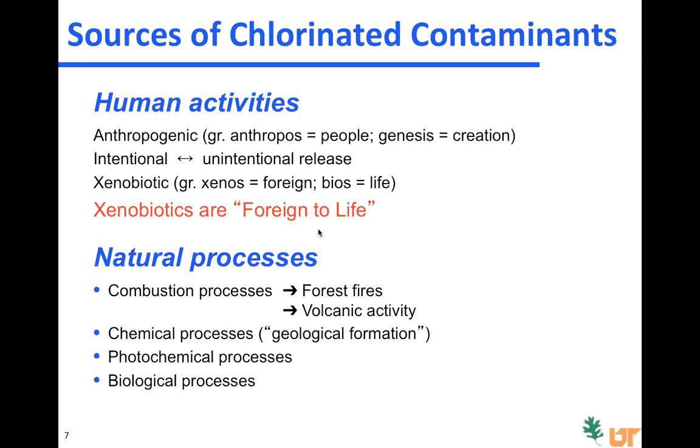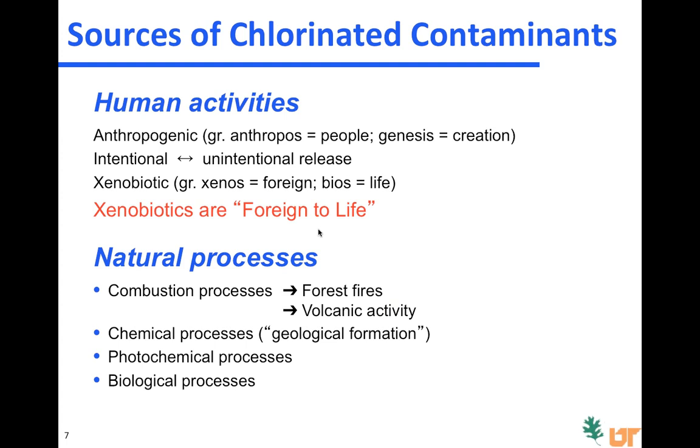So in the last 10 to 20 years, we learned a lot about chlorinated chemicals in the environment. And it was initially surprising that there are natural processes that can contribute to the formation of chlorinated chemicals. So for example, combustion processes like forest fires, volcanic activity, but also chemical processes in the subsurface, photochemical processes, and even biological processes can generate halogenated, including chlorinated chemicals.